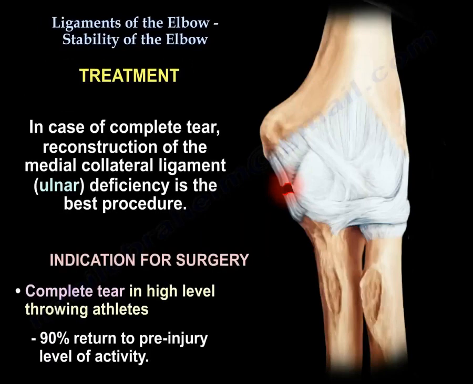Treatment: in case of a complete tear, reconstruction of the medial or ulnar collateral ligament deficiency is the best procedure. What is the indication for surgery? A complete tear in a high-level throwing athlete, with 90% return to the pre-injury level of activity.